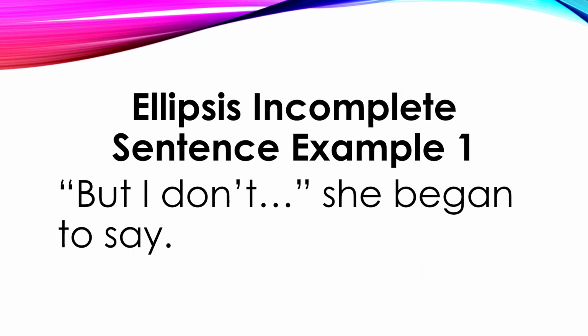So let's look at an example. Here's an incomplete sentence example. "But I don't ..." ellipsis, which is ..., and this is in dialogue, so it's quoted. She began to say. So she didn't finish saying this, so you use an ellipsis to indicate that at the end of what she does say. And it's quoted in double quotes because it's dialogue.